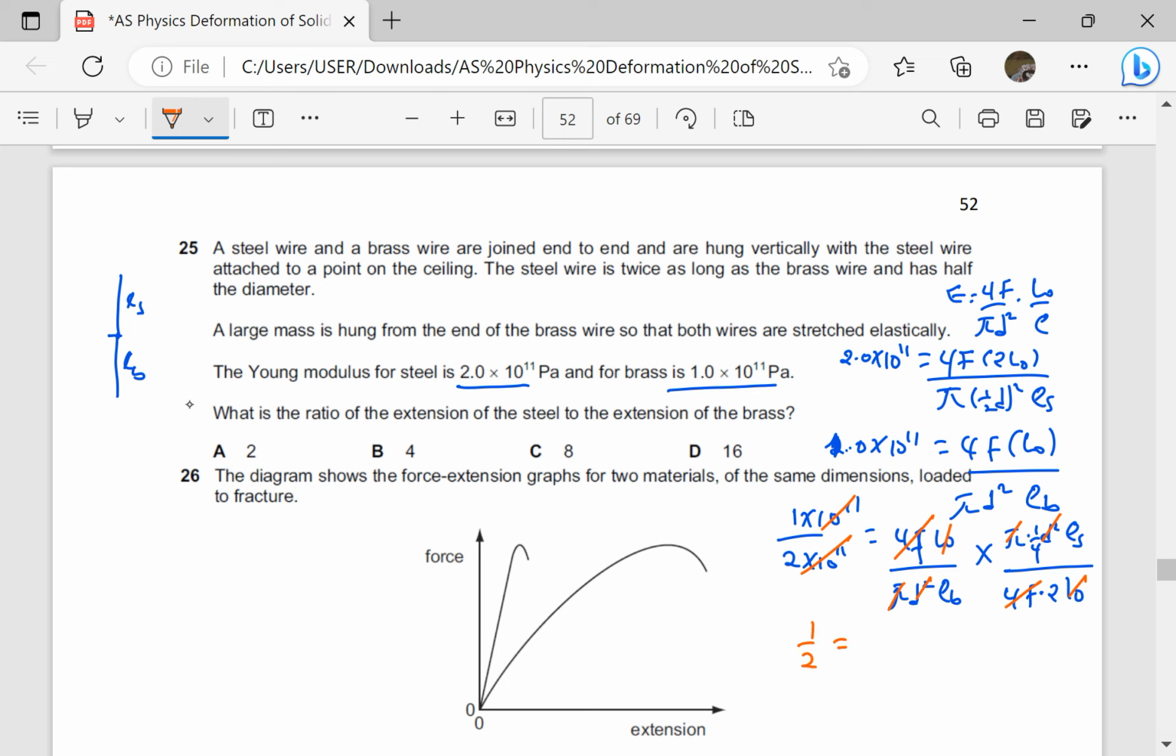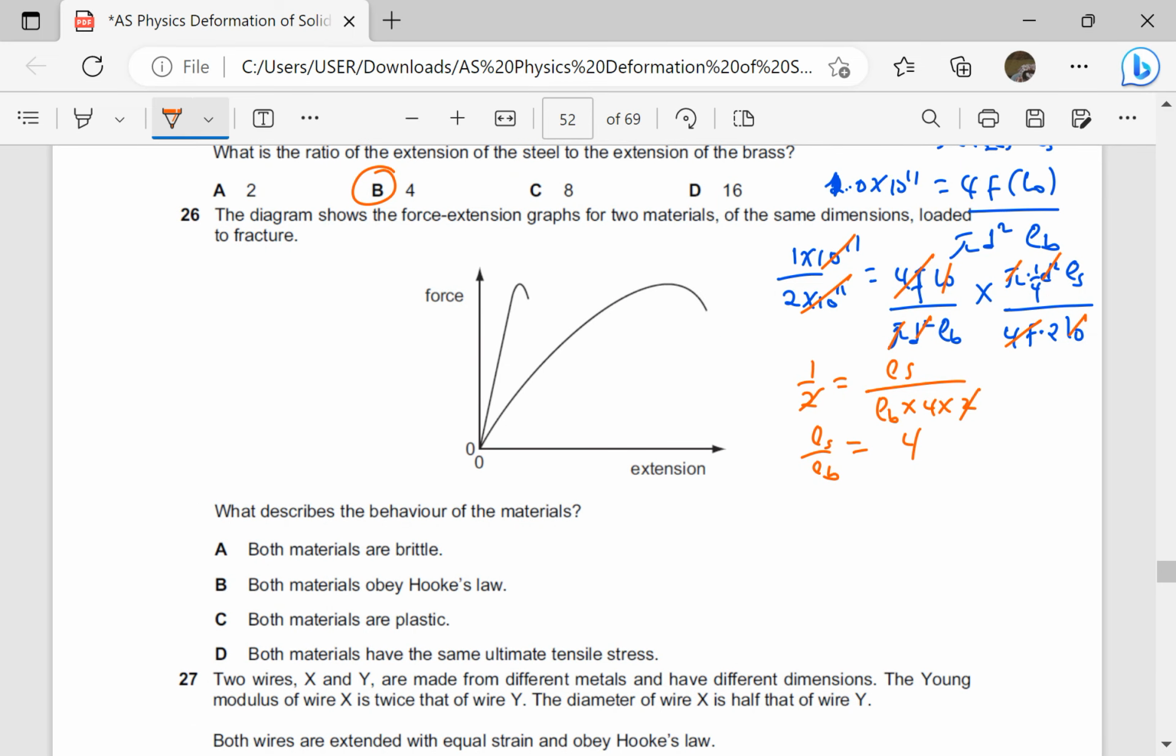here we have ES over 4, so the 4 goes down, but there is a 2 there. So I have ES divided by E brass times 4 times 2. But these 2 can cancel with the other one on the other side. So it means extension of steel over extension of brass, the 4 goes to the other side, is going to be equal to simply 4 because I cross multiply. So the answer here is going to be B.